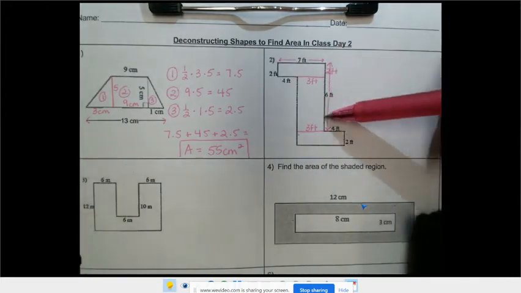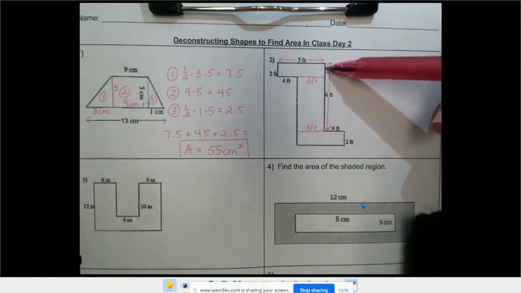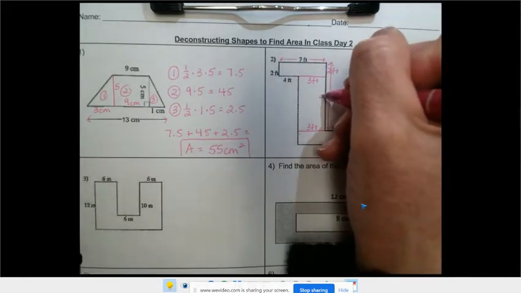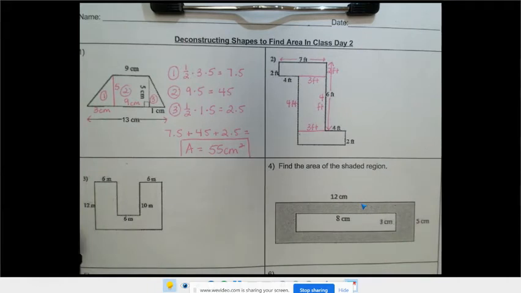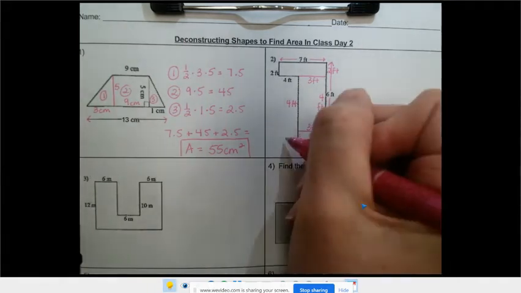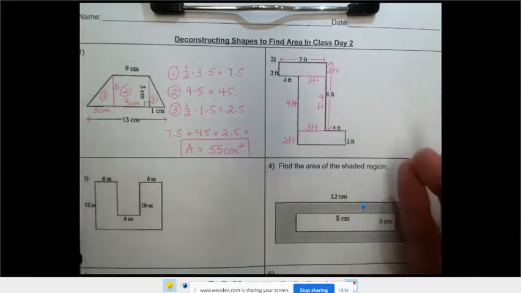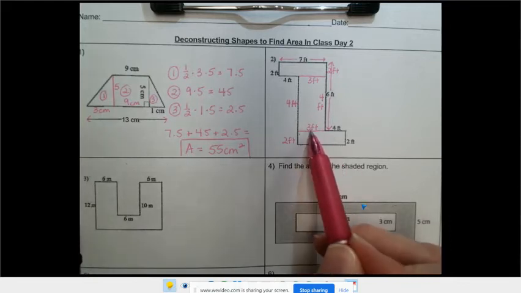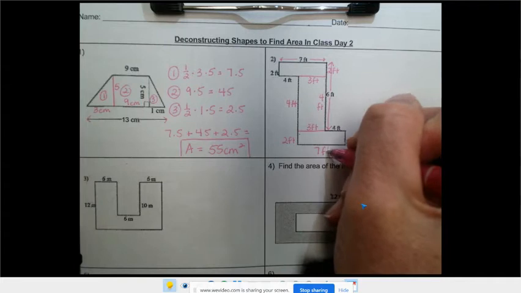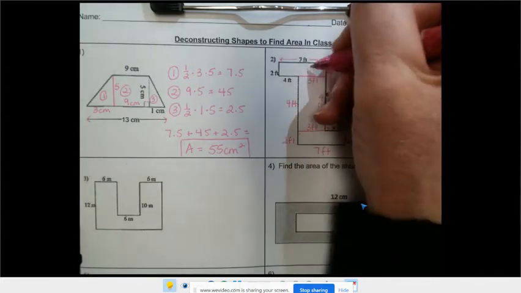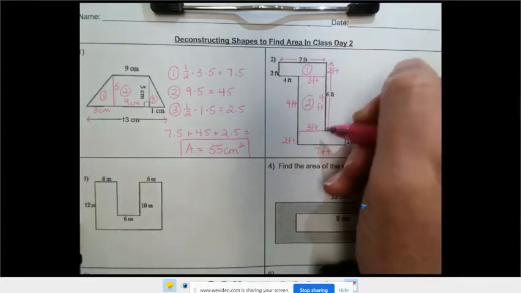So now I need to figure out what this part is. If this whole thing is 6, and this little part is 2, that makes this 4 feet. Opposite sides are equal, so this side is also 4 feet. Down here, opposite sides equal again, so this is 2 feet. And then to figure out this side, I need to do 3 feet and 4 feet. So that's 7 feet.